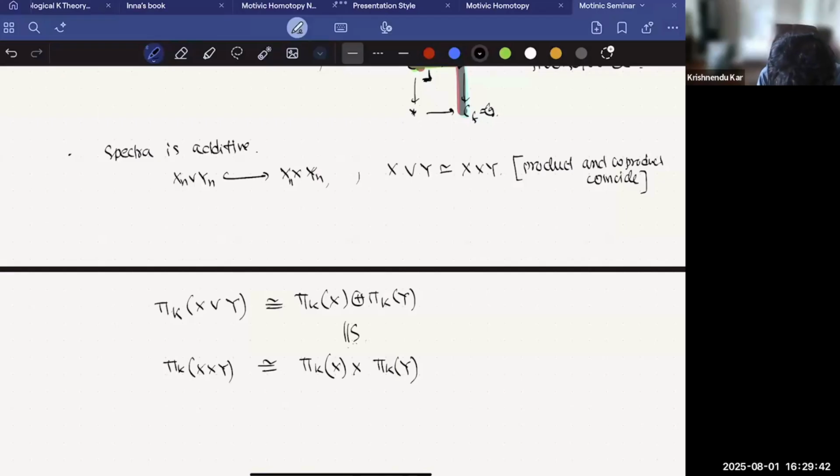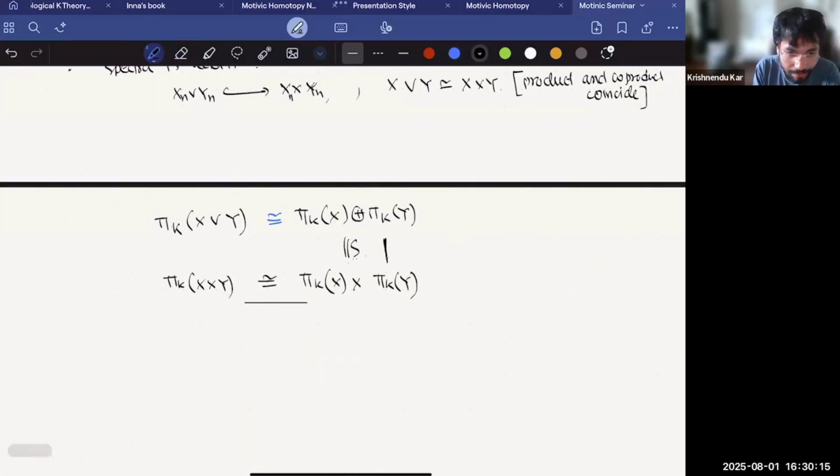These are abelian groups, so product and co-product will coincide. This is isomorphic because the pi_k respect the product structure, homology groups respect the product structure. So these two we know. This is what I don't know. Yes, this is what you want to prove: that pi_k of X wedge Y coincides with pi_k of X direct sum with pi_k of Y, and for that we need to resort to Mayer-Vietoris sequences.